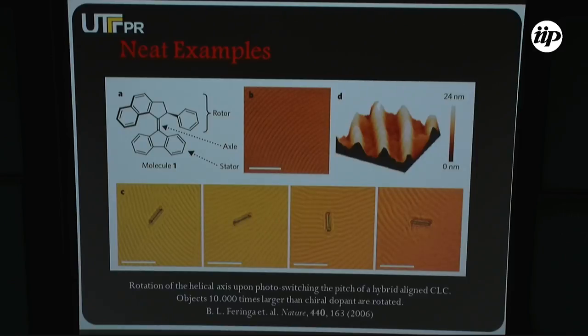So they claim, of course, you have a molecule, and it can move these objects that are 10,000 times larger. For this reason, they call it molecular motors, and for this reason, Feringa got a Nobel Prize in 2016. I'm not saying about this paper only, but for all his collection of papers.